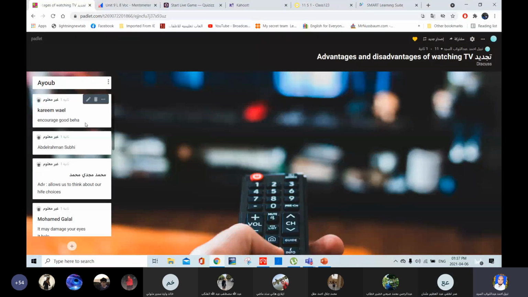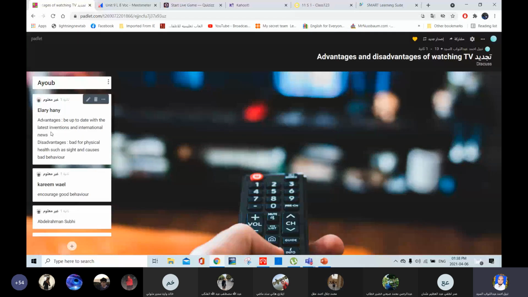Advantages, Ilari: be up to date with the latest inventions and international news. Disadvantages: bad for physical health, such as sight, and causes bad behavior. Excellent, Ilari. Good. Teacher, I have finished. Abdurrahman Subhi didn't write. Ayub, you didn't write. You didn't finish.